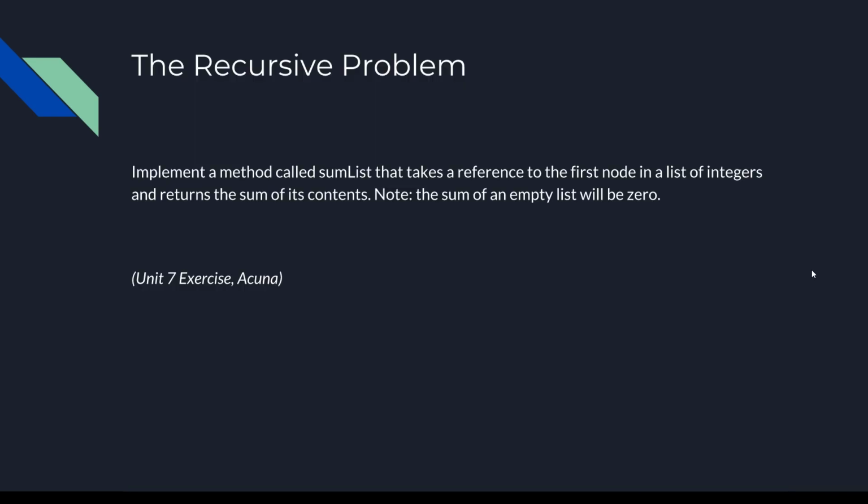To illustrate how this method works, I'm going to walk you through one of the questions from Week 4's Unit 7 exercise shown here. We want to implement a recursive method called SUMList that returns the sum of all of the elements in a list of integers pointed to by the reference head. Note that the sum of an empty list is 0. This will be important for writing our base case.